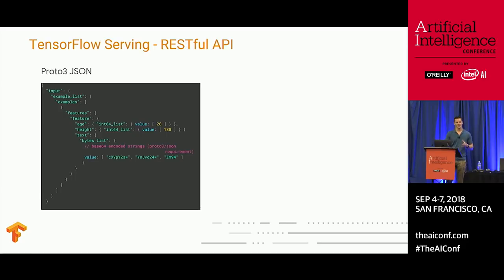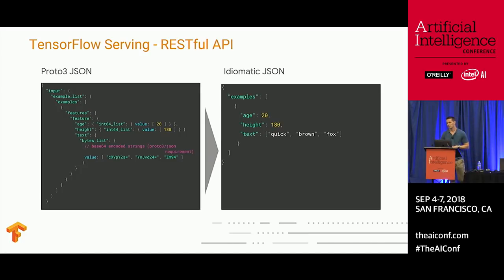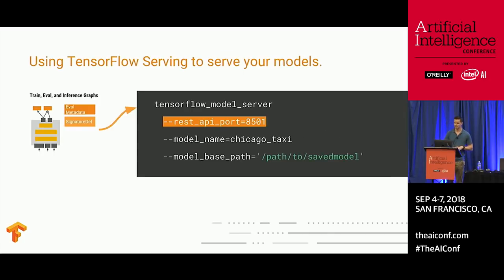Now, one of the things that this enables is that instead of Proto3 JSON, which is a little more verbose than most people would like, you can actually now use idiomatic JSON. That seems more intuitive to a lot of developers that are more used to this. And as I just mentioned, the model server ships with this by default.